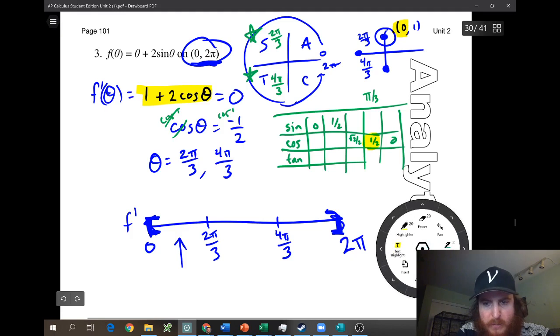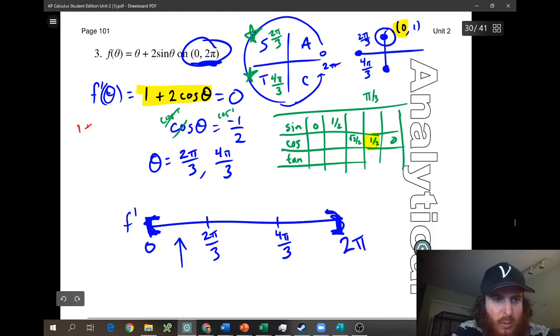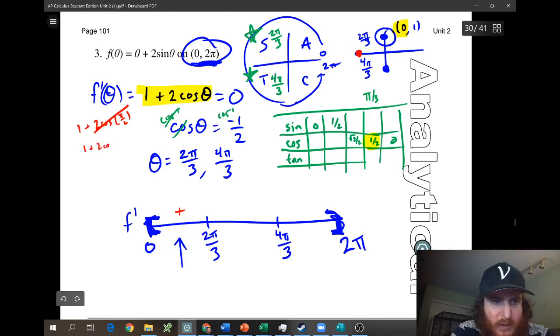So when we plug that in, I'm going to write it over here, 1 plus 2 cosine of pi over 2. You don't have to write that down, we're doing that in our head. That goes to 0. So 1 plus 0 is a positive value. Then next, in between 2 pi over 3 and 4 pi over 3 would be pi. So if we plug in pi, 1 plus 2 cosine of pi. Cosine of pi is negative 1. So 1 minus 2 is a negative value. So this is a negative value.